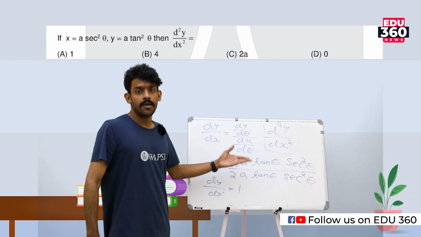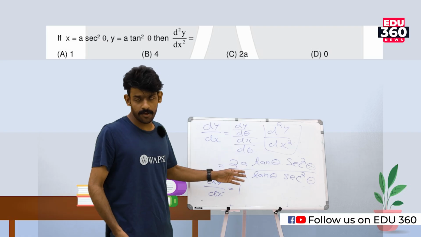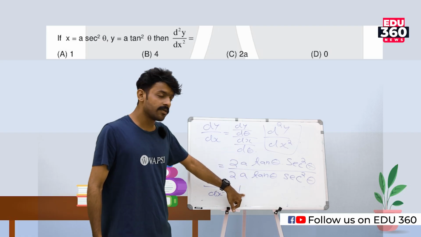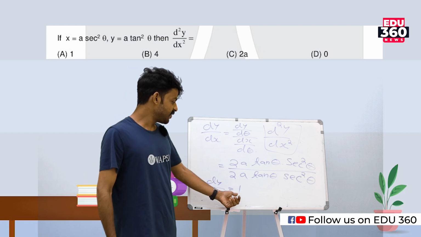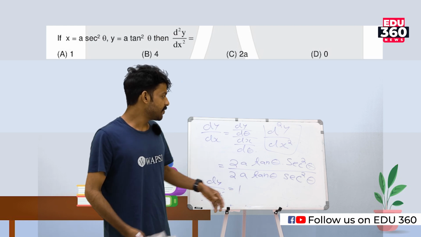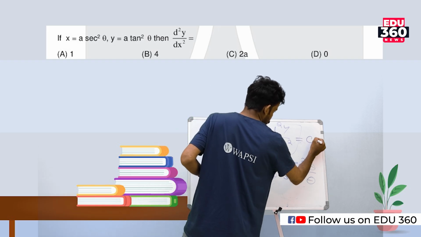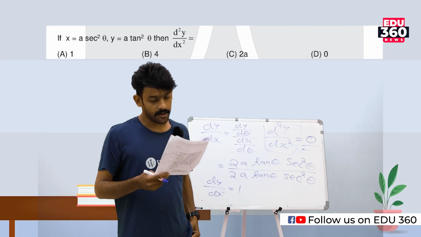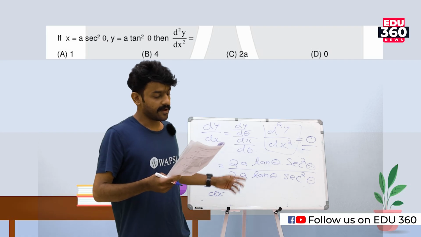So hereafter, if you differentiate this with respect to x, we will get the value 0, because you can see that it's a constant. So we can write d square y by dx square is equal to 0 here. For this question, option D is the correct answer. That means d square y by dx square, the value is 0.